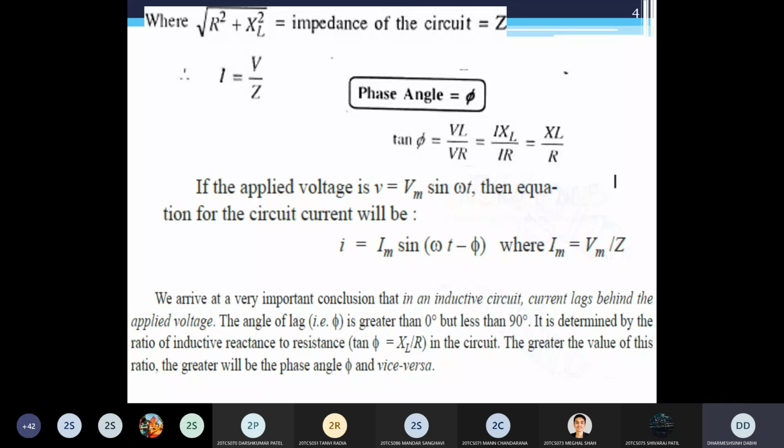So how to determine it? As we see, you can determine it from tan phi. If you know the value of the inductor and resistor, you can calculate the inductive reactance. So take the ratio of XL divided by R, you can calculate tan phi, and take the inverse of this angle, so you get the value of phi. Clear? As the value of this ratio is greater, the angle value is higher, and vice versa. Clear? So this is the conclusion from the analysis of this circuit.